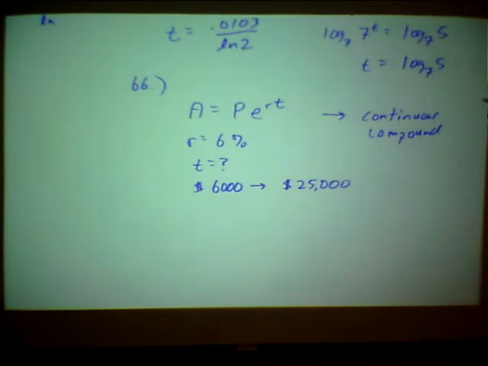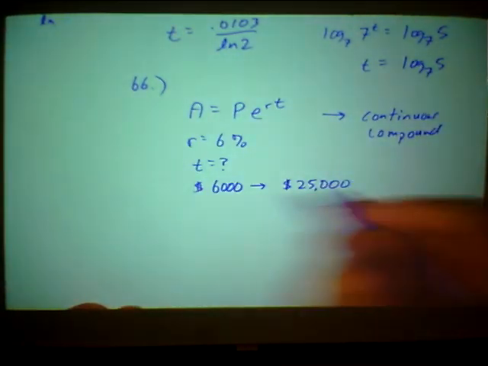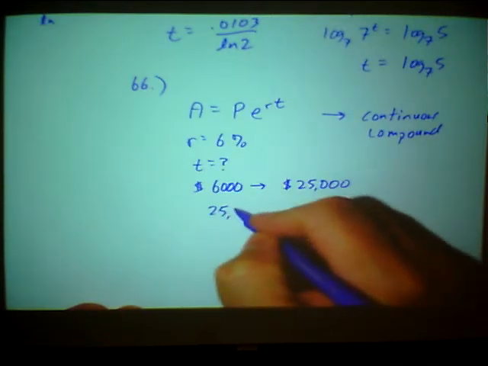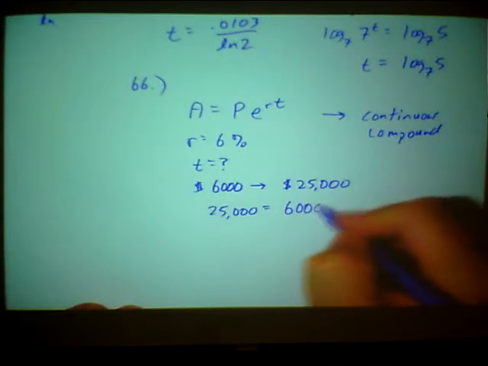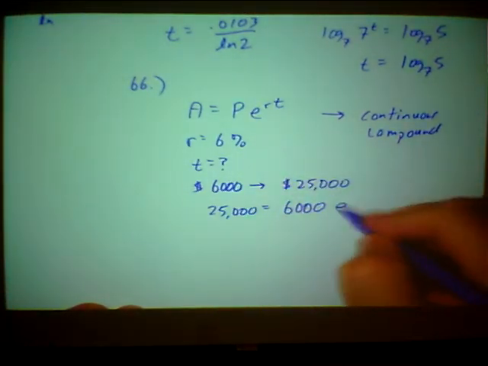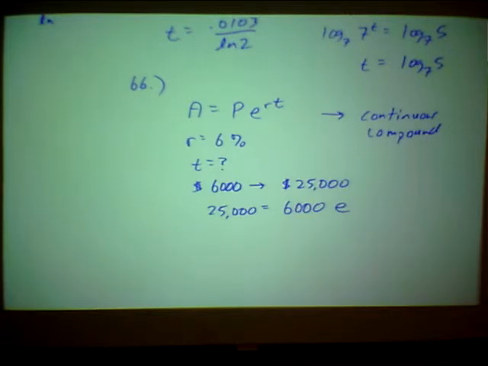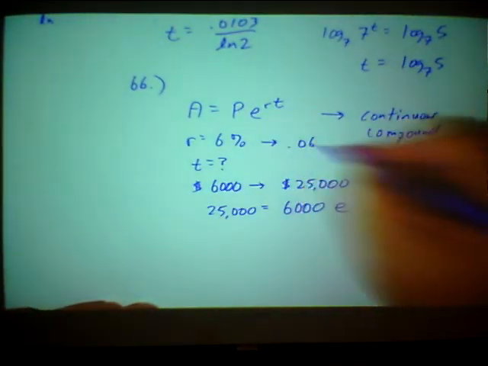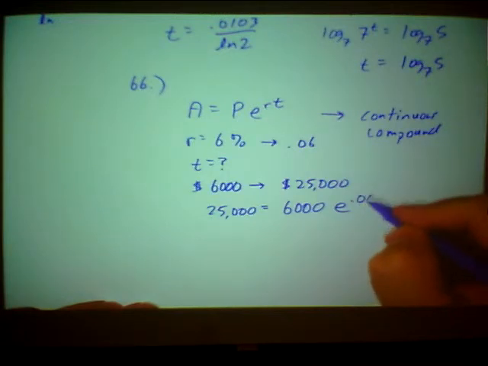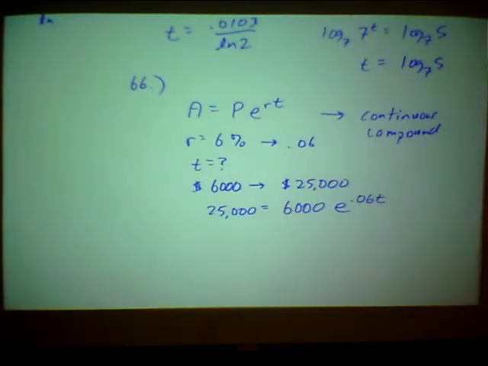So I'm just going to plug all the information into my continuous compound equation. So the A is 25,000. The P, the initial investment, is 6,000. E to the R, now once again, 6% interest rate translates into a decimal of 0.06, right? So this is 0.06T. I need to solve this for T.